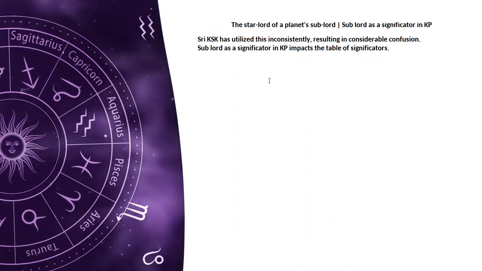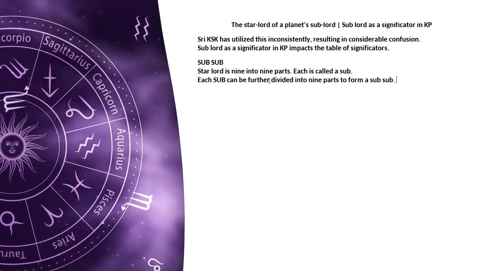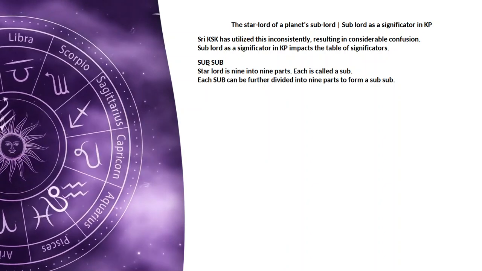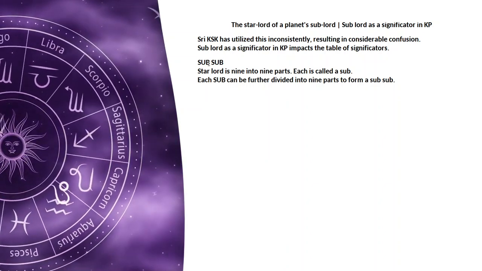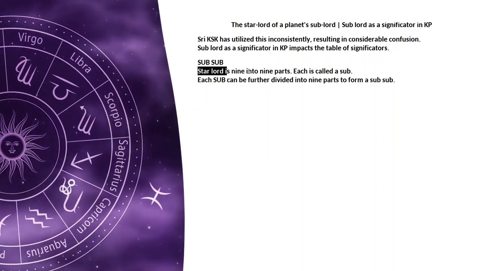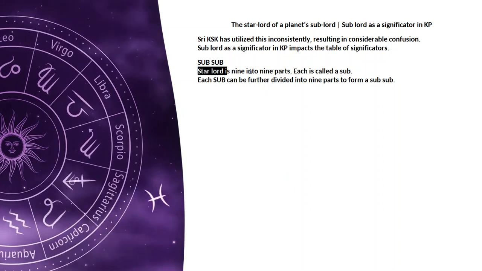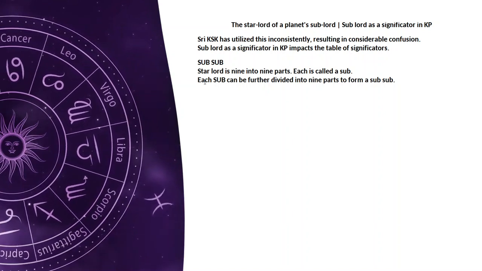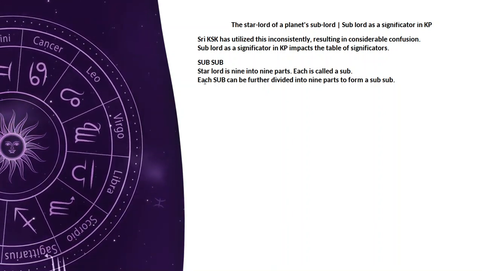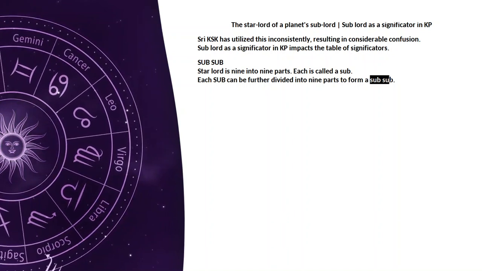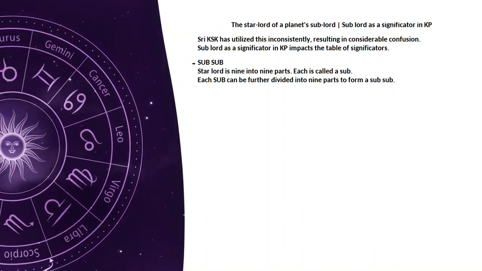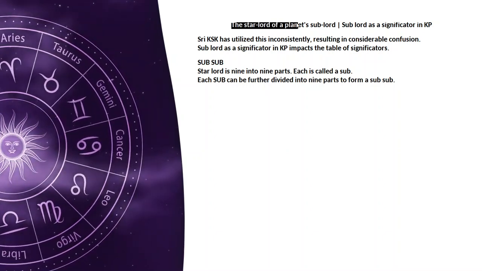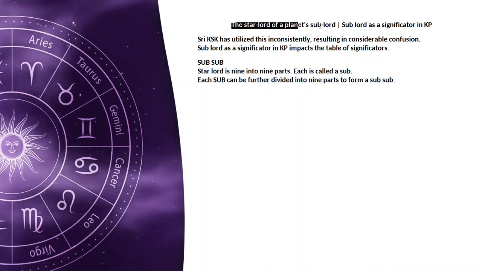You should not confuse this with the sub-sub. Sub-sub is a different concept. When you divide a star lord into 9 parts, each is called a sub. And when each sub is further divided into 9 parts, that is what becomes a sub-sub. But we are not discussing the sub-sub in this video. We are just focusing on the star lord of a planet's sublord.